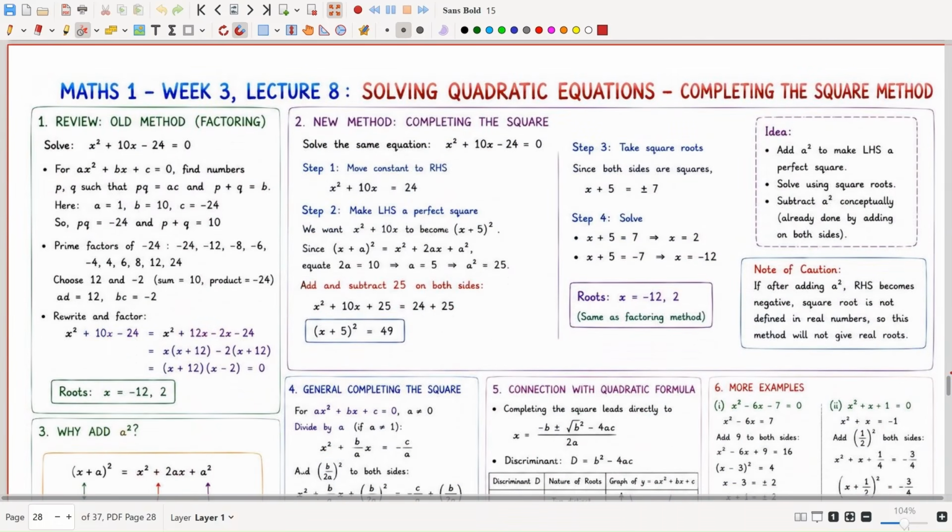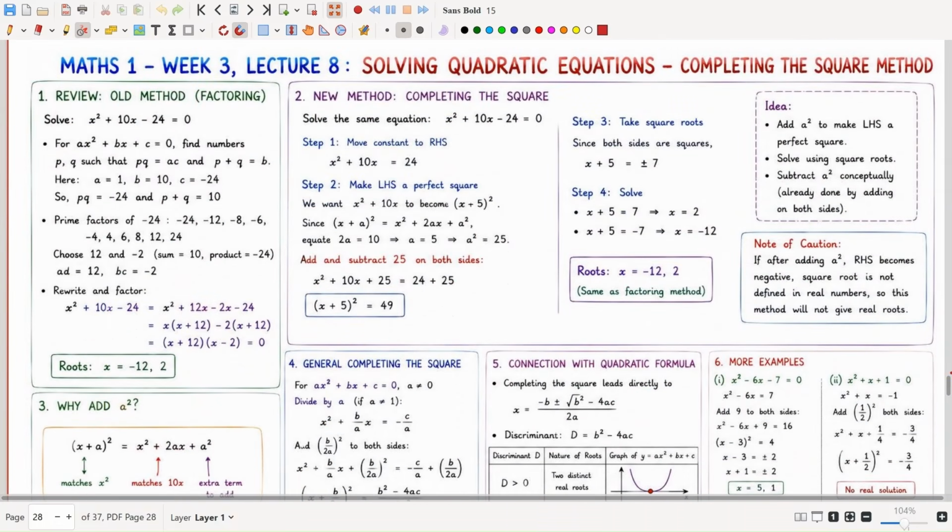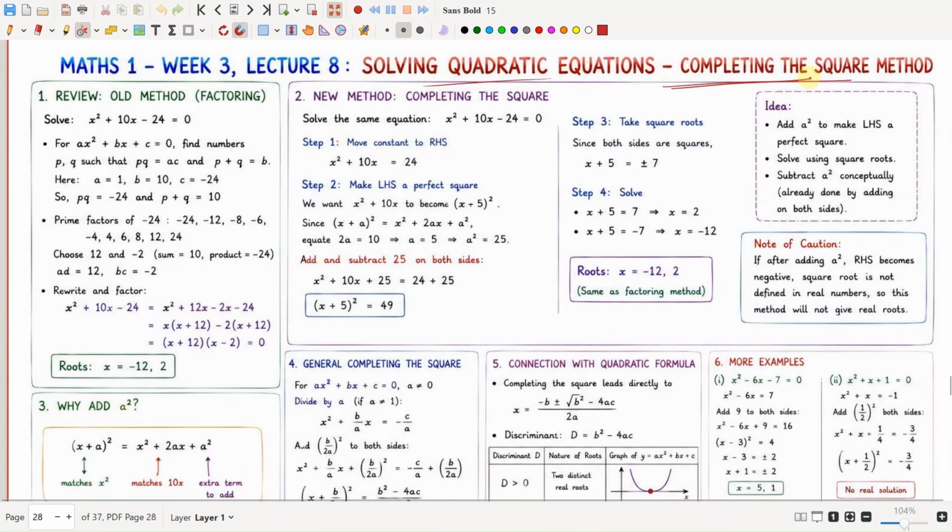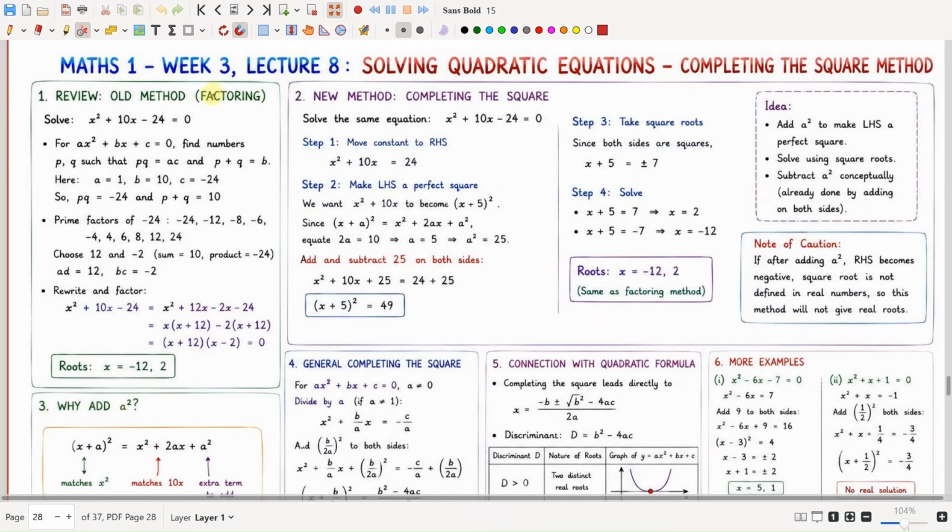Now let's move on to solving a quadratic equation using a different method called the completing the square method. The old methods were sometimes the T method, sometimes the FOIL method, and sometimes the intercept form too.